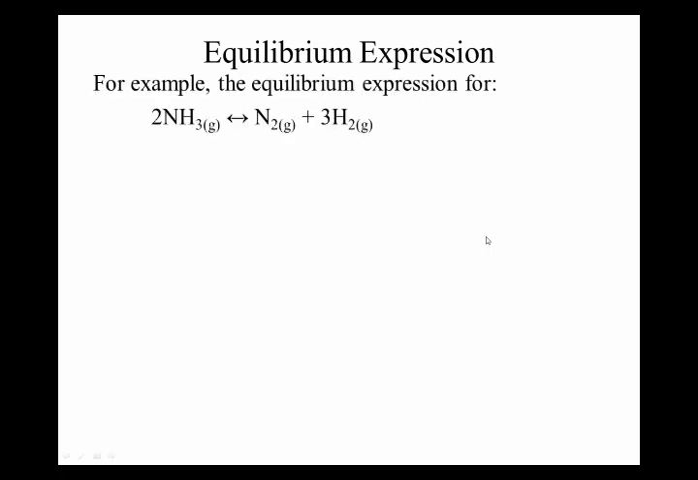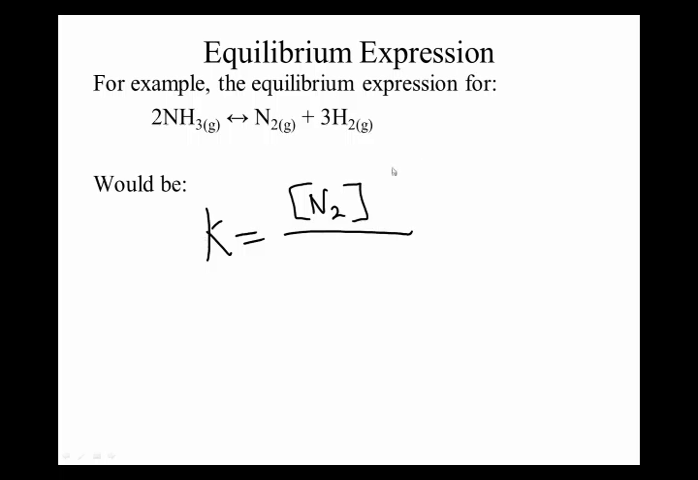Solutes and gases, aqueous and gases, are used as their concentration. We'll see examples. So, for example, the equilibrium expression for this would be K equals products over reactants. Here's how I'd write it, and I'm going to ask you to do this as well. Concentration of N2 raised to what power? The power would be 1 because there's an understood 1 in front of it in the balanced chemical equation.